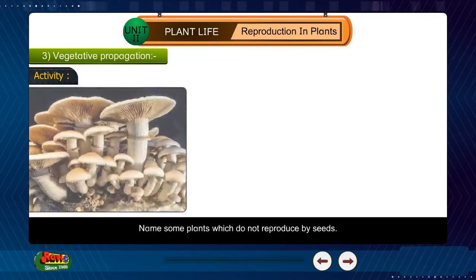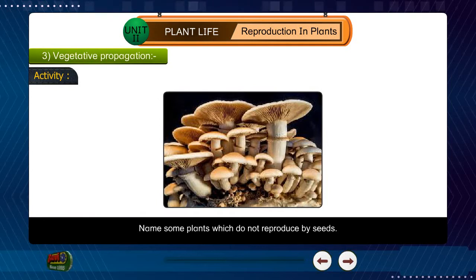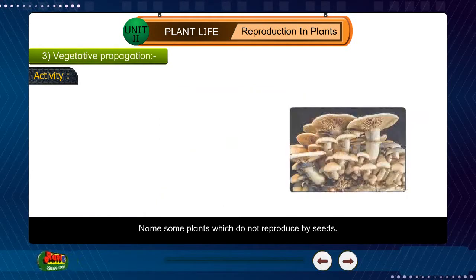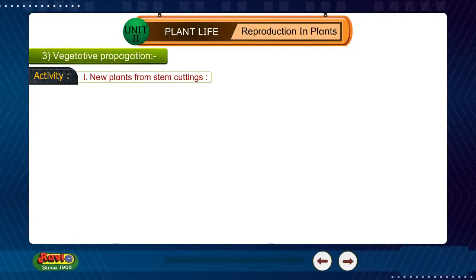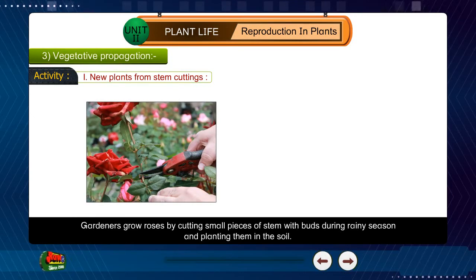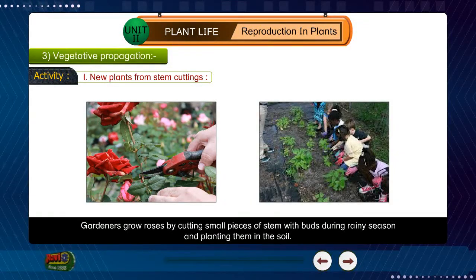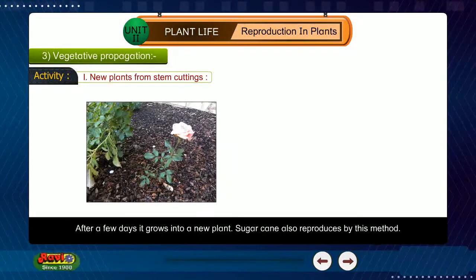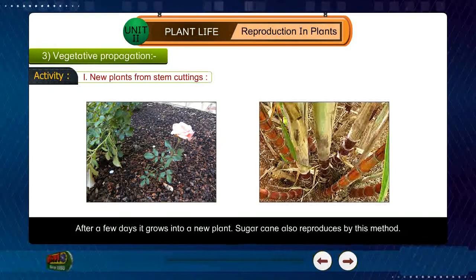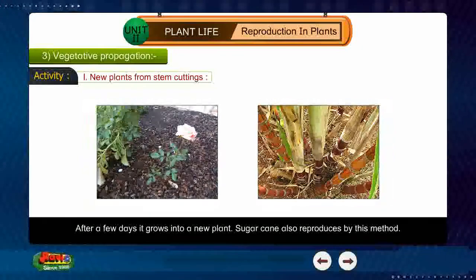Activity. Name some plants which do not reproduce by seeds. 1. New plants from stem cuttings. Gardeners grow roses by cutting small pieces of stem with buds during the rainy season and planting them in the soil. After a few days, it grows into a new plant. Sugarcane also reproduces by this method.